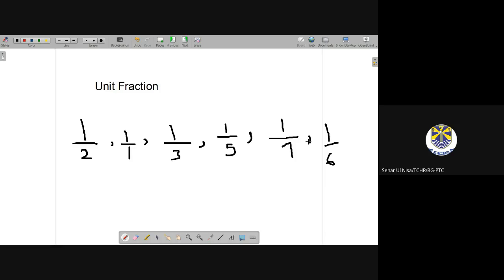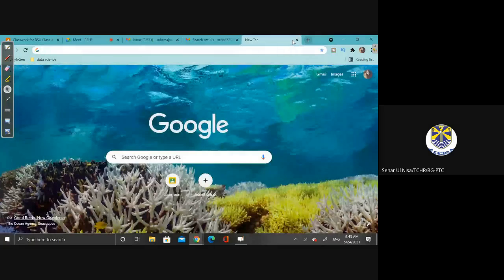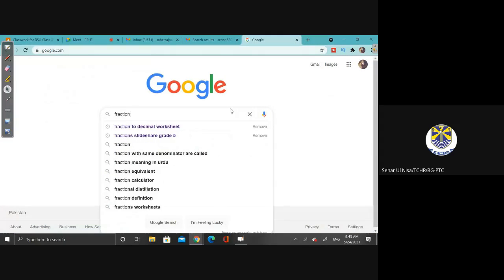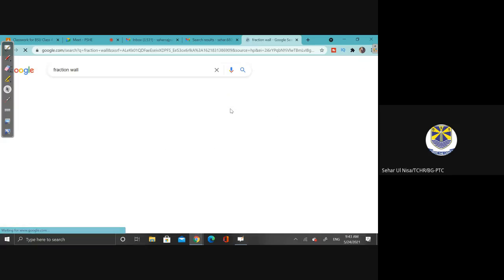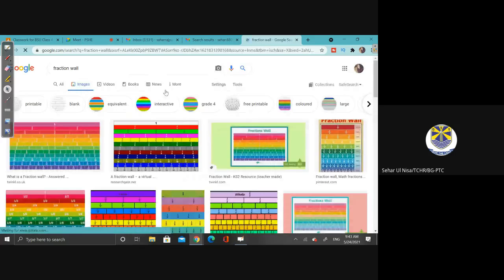So, as you can see, where the chapter is starting, 7a, it is written comparing and ordering fractions. Use the fraction wall to help you answer the questions. Let me tell you about the fraction wall. Just give me a second. Okay, so this is a fraction chart. I'm going to tell you about it.